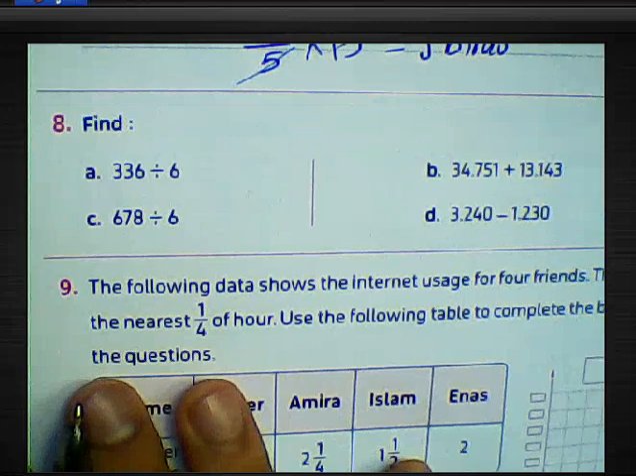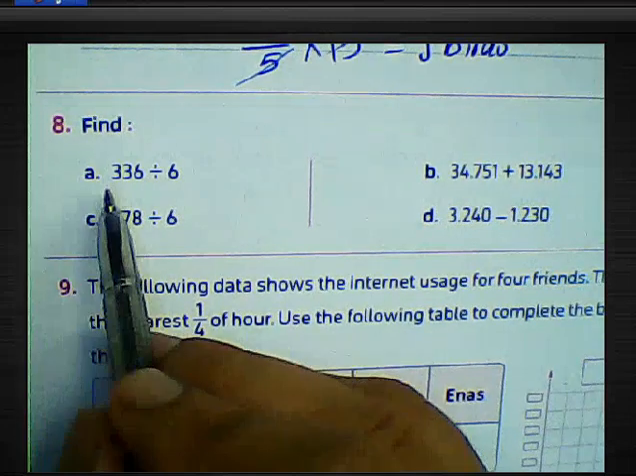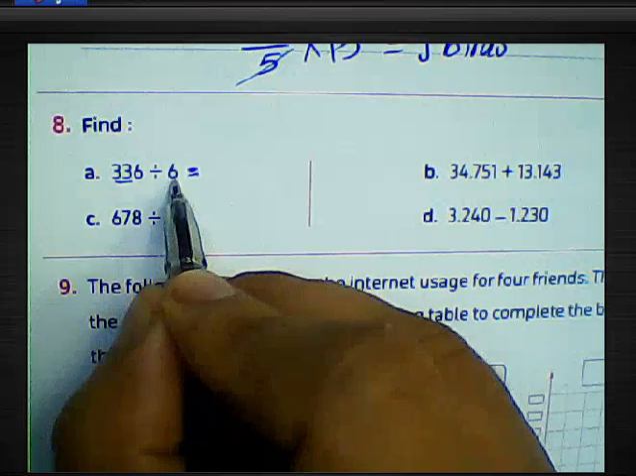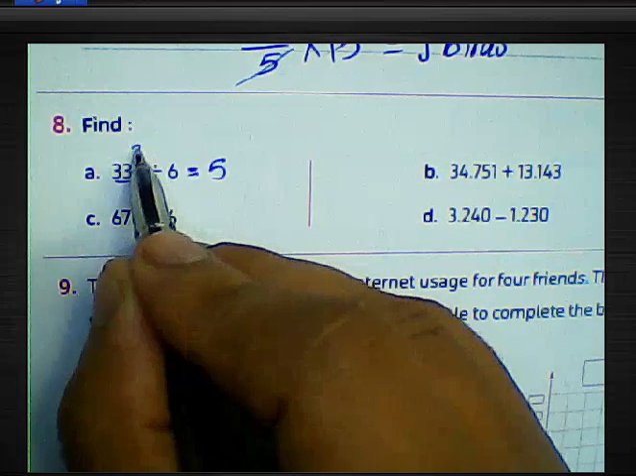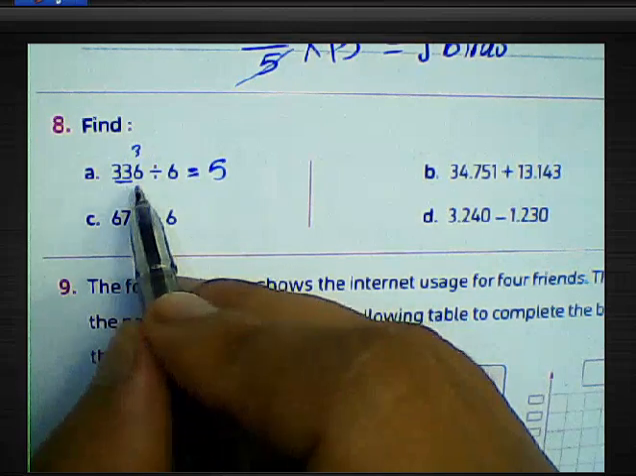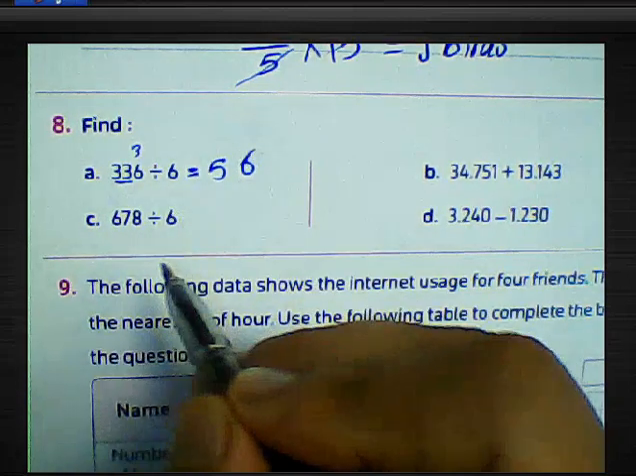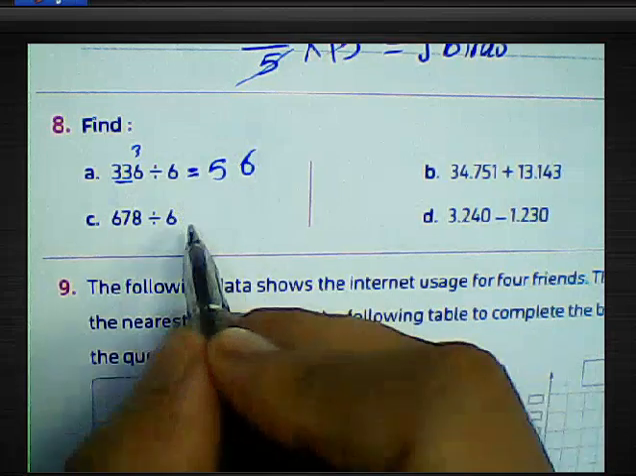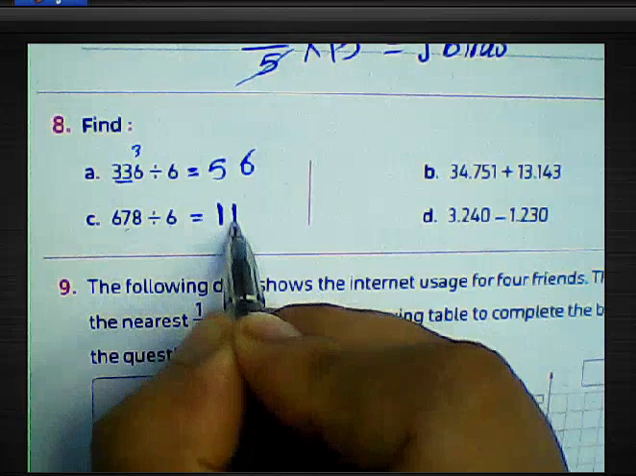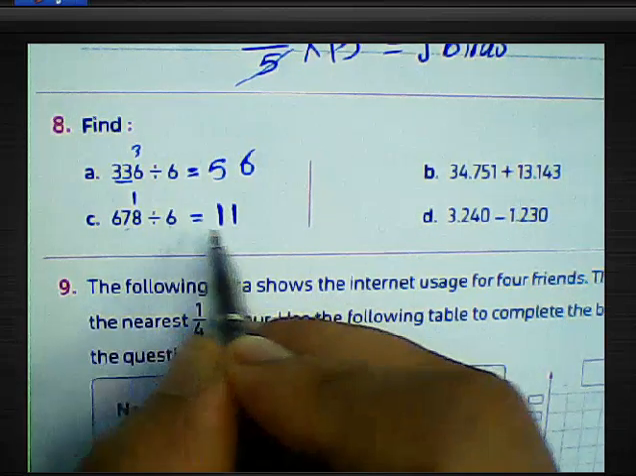Okay, again, number 8. Find 336 divided by 6. We know 33 divided by 6 equals 5 and the remainder 3, because 5 times 6 equals 30. 36 divided by 6 equals 6. So the result will be 56. 6 divided by 6 equals 1. 7 divided by 6 equals 1 and the remainder 1. 18 divided by 6 equals 3.